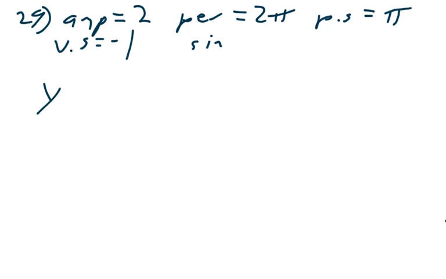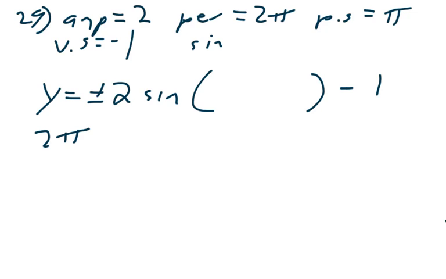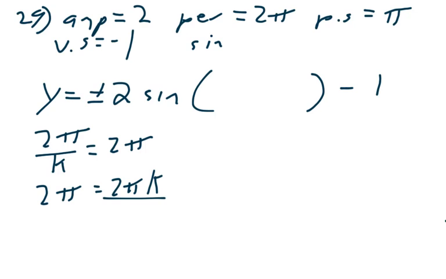For problem number 29, we're going to start out with the amplitude again. So we got plus or minus 2. This time we got a sine. And then because this one has a vertical shift, that just goes at the end. So -1 means we put -1 at the end. This time the period is 2 pi, which really means k is equal to 1. If you want me to show the work out, 2 pi divided by k equals 2 pi. So when I multiply k on both sides, we get 2 pi equals 2 pi k. And then when I divide, 2 pi divided by 2 pi is 1.